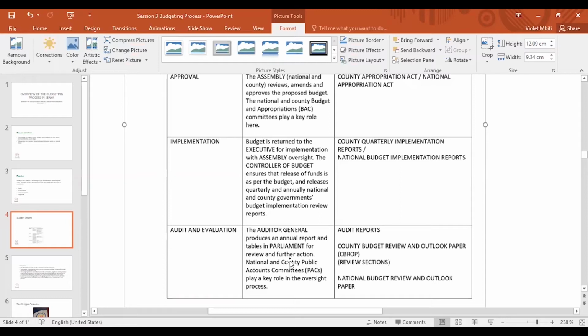So he has to investigate to ensure that that particular money is being utilized according to plan. And the key documents that we expect during the audit and evaluation stage is the audit report, county budget review and outlook paper. So here they look at the review, looking back, all right? And then now nationally is the national budget review and outlook paper, all right?